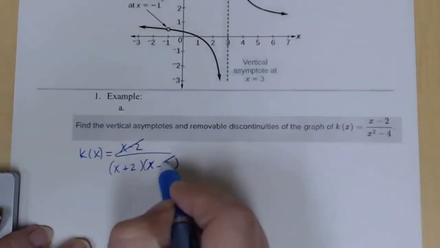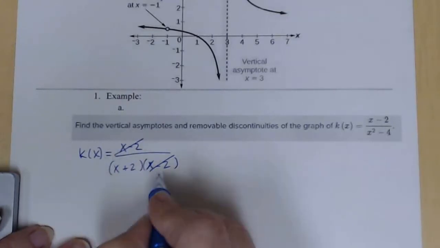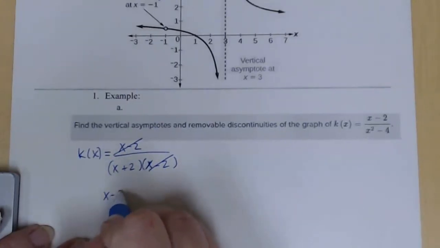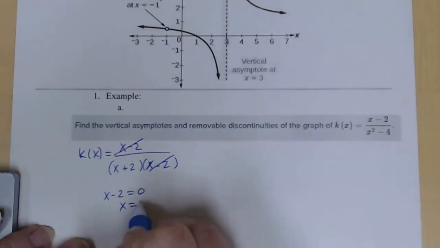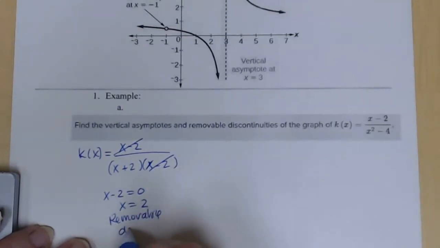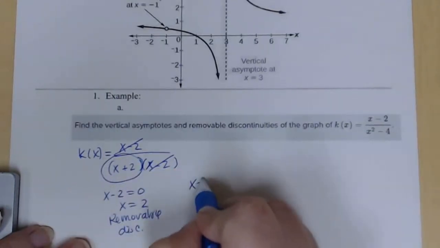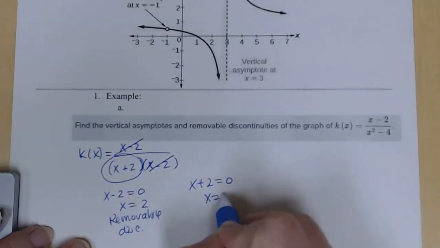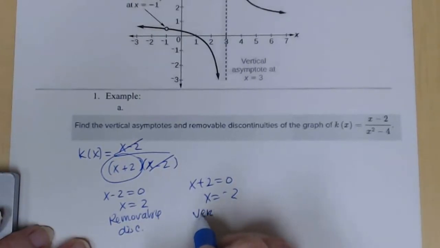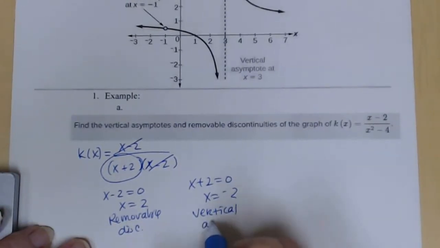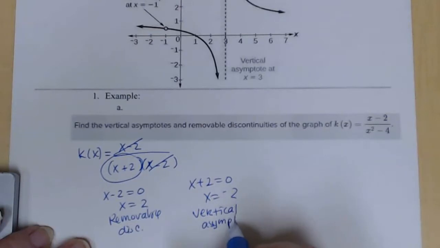Now you'll notice these x minus 2's cancel. Since they were removable, I can say x minus 2 equal to 0, x equals 2. That is a removable discontinuity. The only factor that remains in the bottom I can set equal to 0 and solve, and that is the equation of my vertical asymptote.